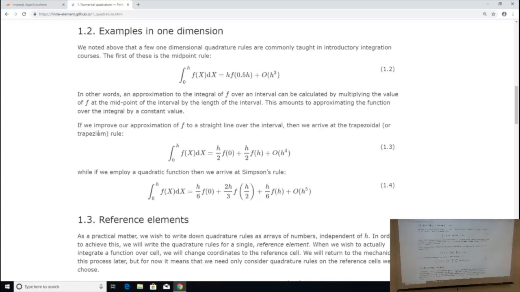So what you do is you say, I have some function which is defined on the interval 0 to h, and I want to integrate that function. Well, one thing I could do is approximate this by a box whose height is the function value in the middle. So this is the point h over 2, and I'm going to say that the integral of the function of x is approximately equal to f at h over 2 times the width of the box, which is h. Right? That's a quadrature rule.